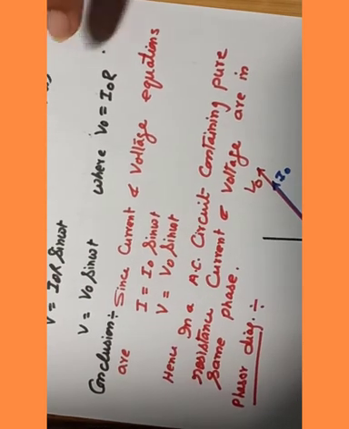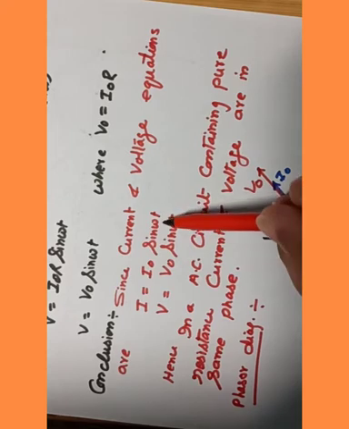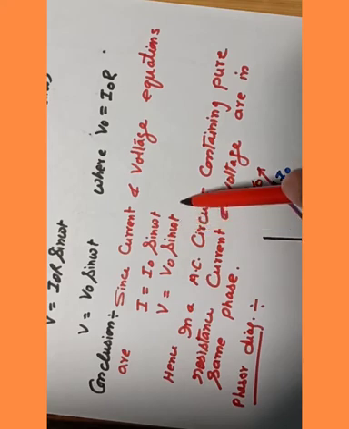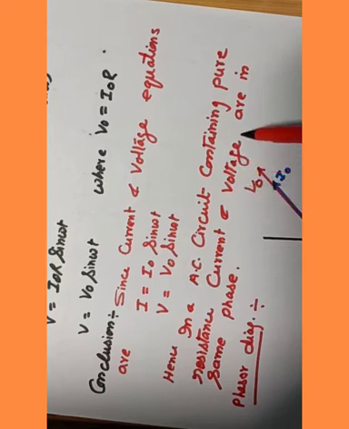Conclusion is, since current and voltage equations are I equal to I naught sine omega t, V equal to V naught sine omega t, hence you can see the phase of both current and voltage are the same. Current phase is omega t, voltage phase is omega t. Hence, in an AC circuit containing pure resistance, voltage and current both are in the same phase. This is the conclusion we get.